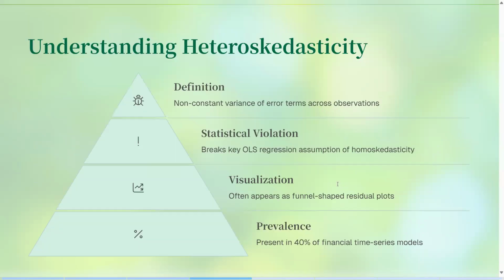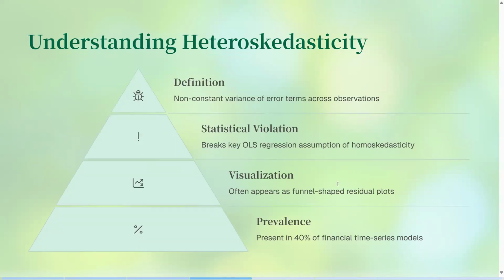So now, understanding heteroskedasticity. Let's talk about something with a fancier name, which is heteroskedasticity. It's quite a tongue twister, right? All it really means is that the spread of your errors isn't consistent. Sometimes they're tiny, sometimes they blow up.